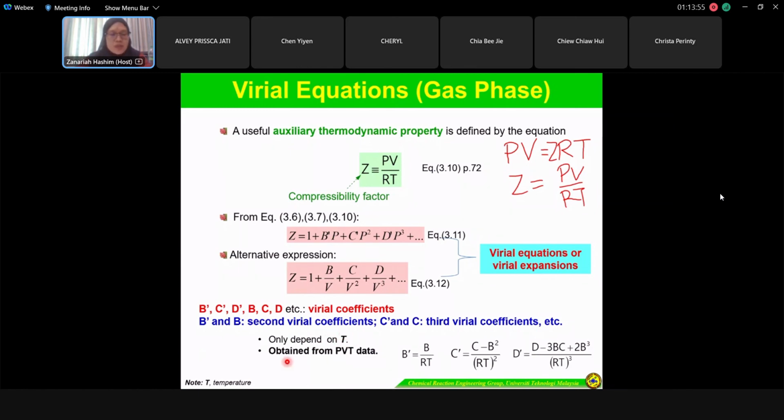And you can obtain the coefficients from PVT data. For example, for B dash, the equation is here. B dash equals B over RT. And you can also have the equation for C dash and also D dash. So you can see it's a function of T only. You don't find P inside the equation.